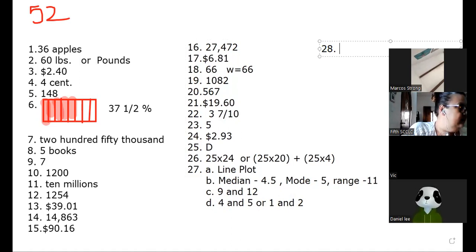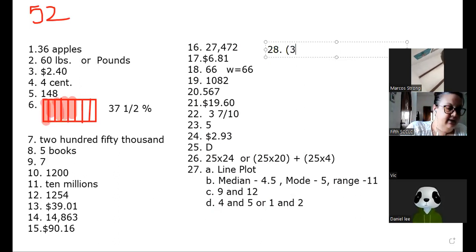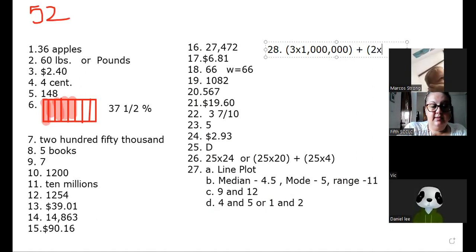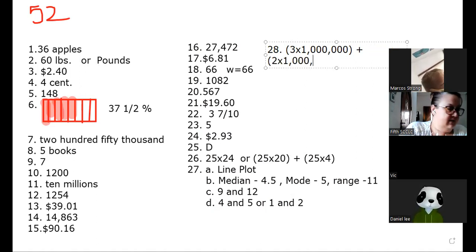28, you needed to write it out in expanded notation. I'm gonna scooch it over so you can see better. It should have been 3 times (1,000,000) plus 2 times (1,000,000). Oh, sorry, that's wrong, one too many sets. There we go. And then close parentheses. Okay.